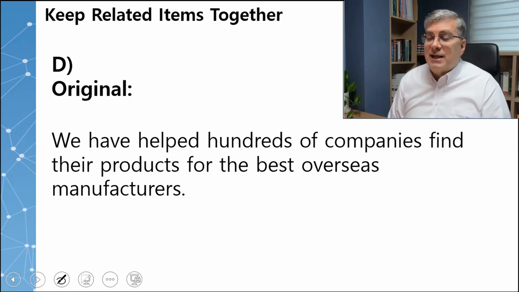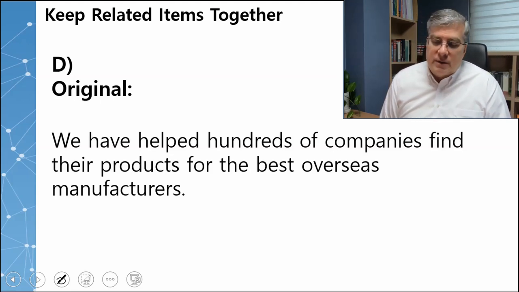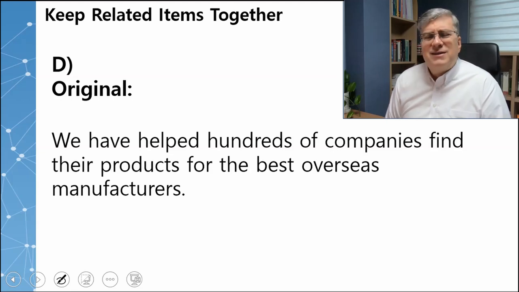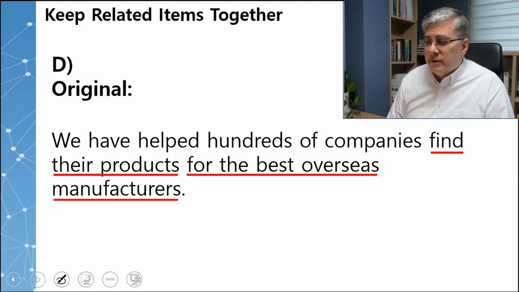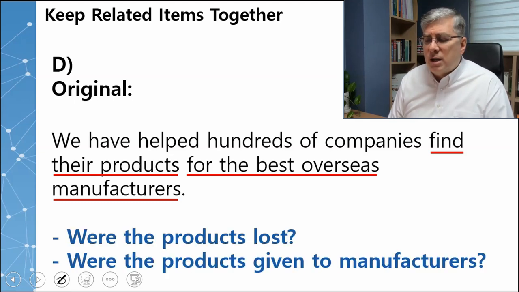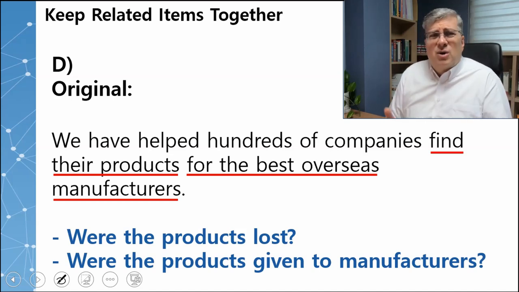Okay, next one, D, the last one, D. We have helped hundreds of companies find their products for the best overseas manufacturers. This is a little confusing. When I first saw this, I thought, what does this mean? We have helped hundreds of companies find their products. Were their products lost? And for the best overseas manufacturer, are they giving those products? Were the products lost? Are you giving those products to the manufacturers? What's going on here? It sounds a little bit strange.